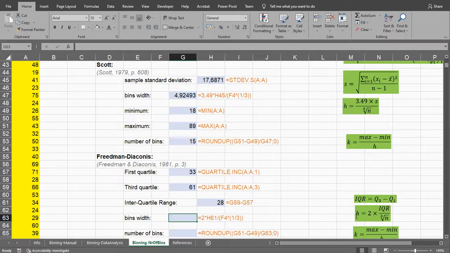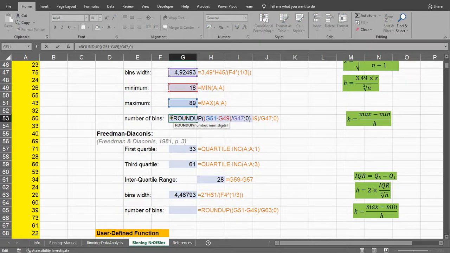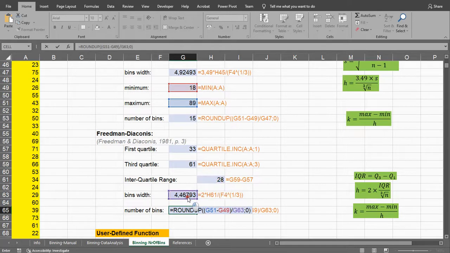As bin width, Freedman and Diaconis then say it's two times that interquartile range, also divided by the cube root of n. So that's going to be two times that interquartile range, that was over here, divided by, and then let's use a set of parentheses, F4 to the power of 1/3. Close all the parentheses and we have ourselves our bin width. For the number of bins, we can then use the same formula as we saw earlier for Scott, but use it slightly differently. I'm going to select everything and then paste it here. But instead of using the bin width from Scott, of course we're going to use the bin width from Freedman-Diaconis, and that comes up with 16.